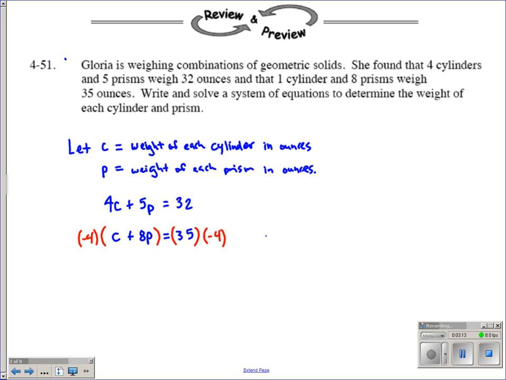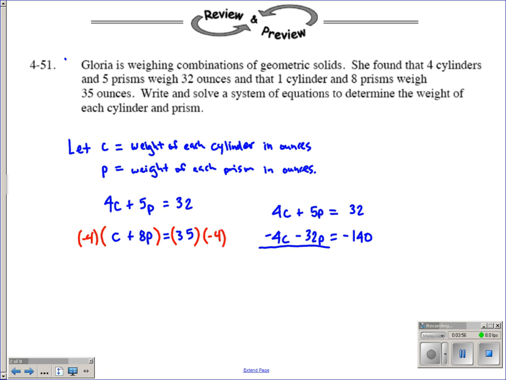If I multiply both sides by -4, I end up with -4 times C gives me -4C. -4 times 8P gives me -32P. And then -4 times 35, well, 4 times 30 is 120, 4 times 5 is 20, so that'd be -140. And I'm just going to move my other equation over here. So I've got 4C plus 5P equals 32. So I got my system here for elimination.